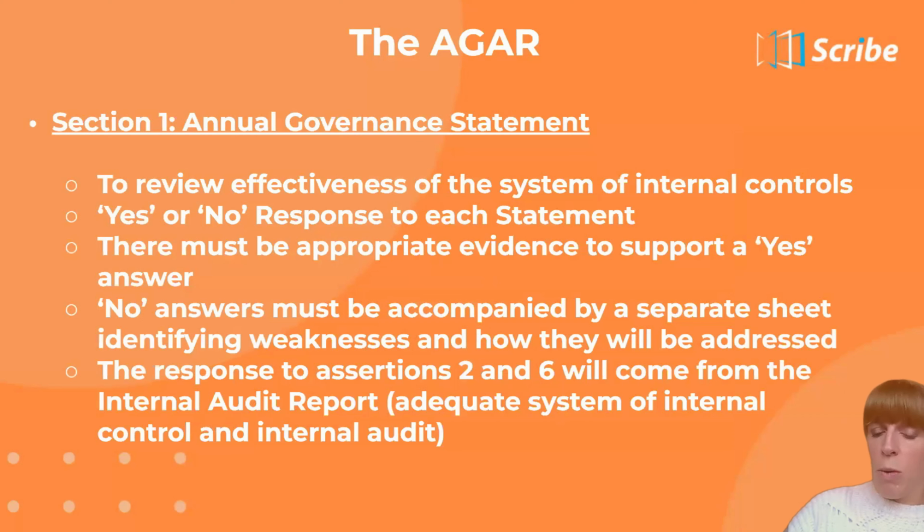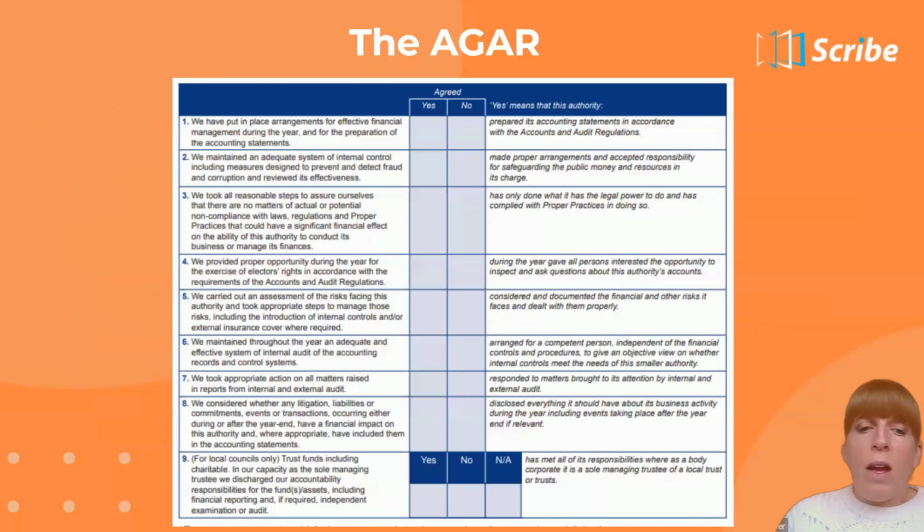As I said, it's quite closely related to the internal audit report, because number 6 there is an adequate and effective system of internal audit. So having the internal auditor come in to review allows you to say yes, because that's part of this process as well. So it's quite closely related, and a sort of review of how things have been done in the council over the last year, hopefully effectively, so that you can then answer yes to these assertions here.